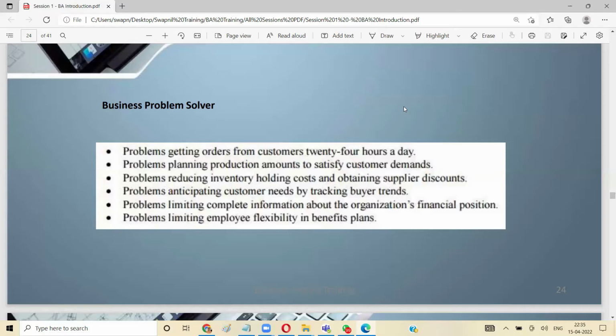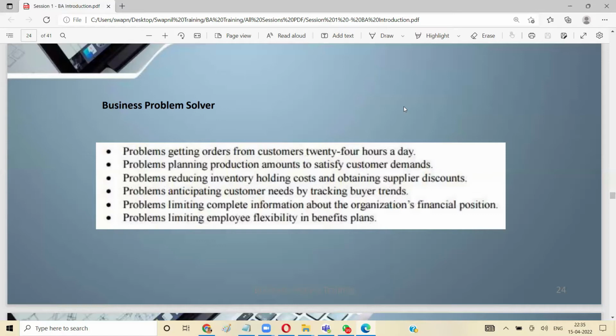Problems getting orders from customers 24 hours a day. Correct. So here, if you see, there are a few keywords. Okay, problems. Of course, there is a problem, and that's why they need BA's help to solve it.